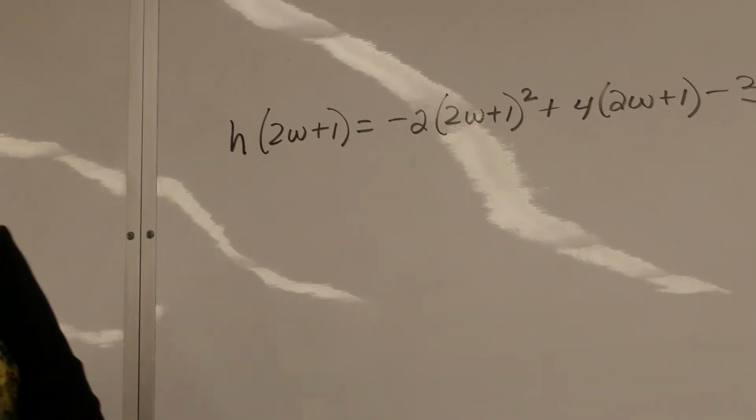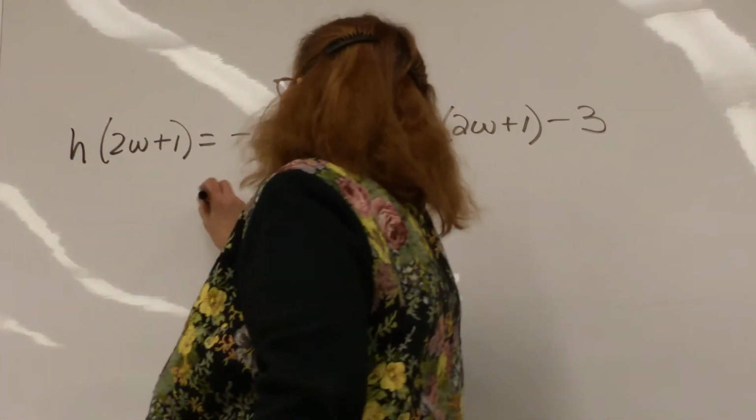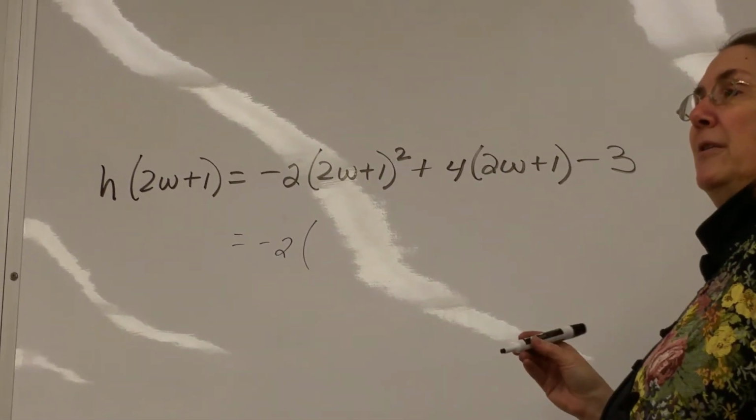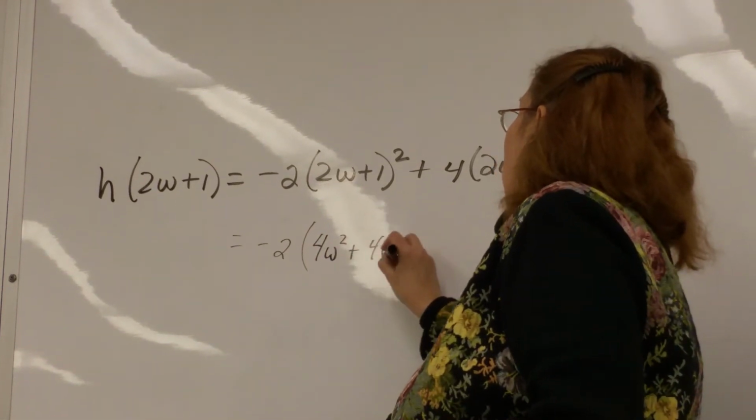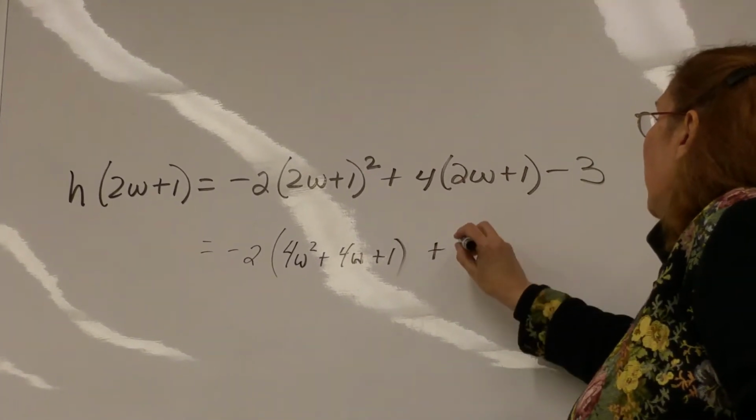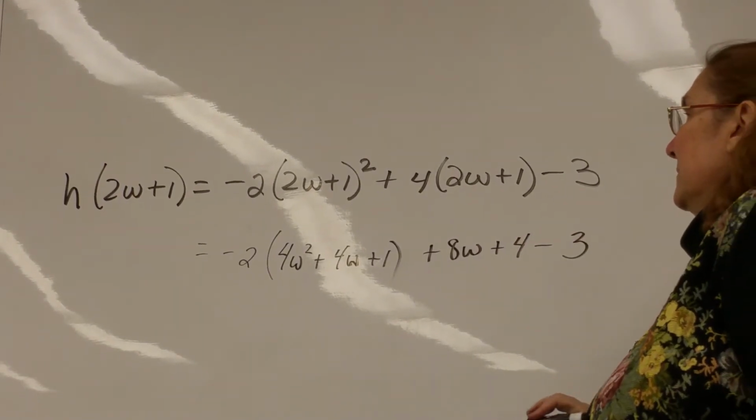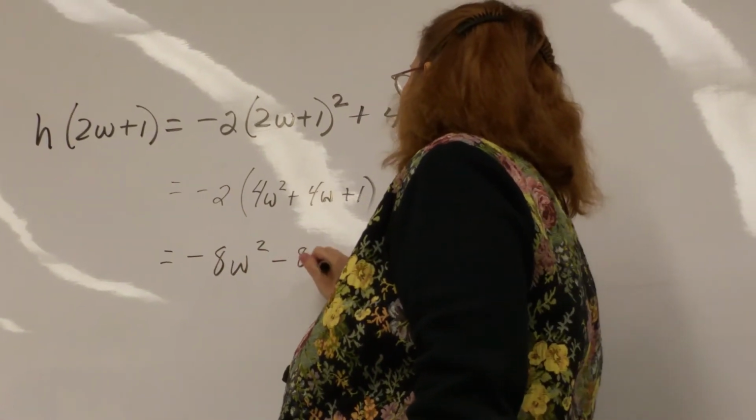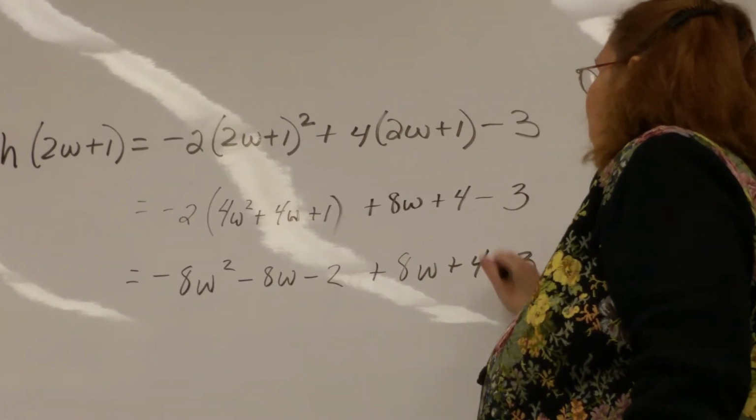Order of operations, what do we do first? Do the exponents first. So it's negative 2 times, what's 2w plus 1 squared? 4w squared plus 4w plus 1. Let's get rid of the parentheses as we go along. Plus 8w plus 4 minus 3. Negative 8w squared minus 8w minus 2 plus 8w plus 4 minus 3.